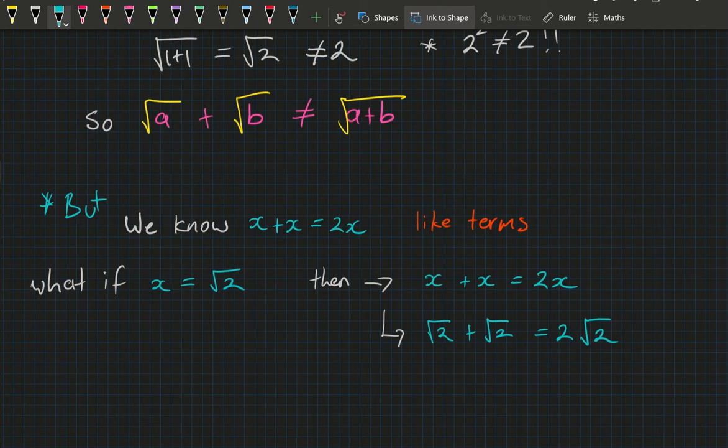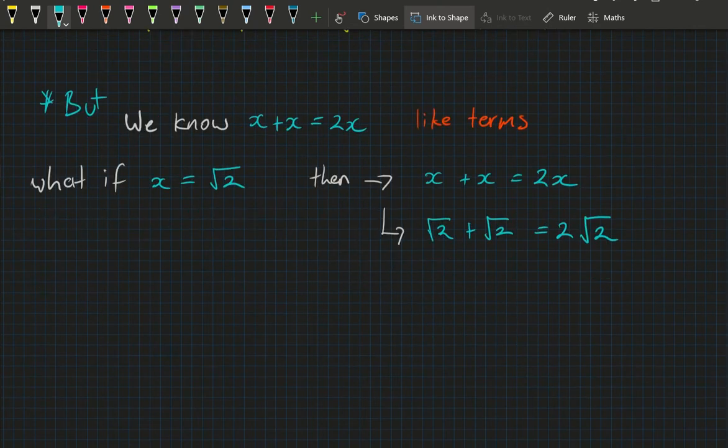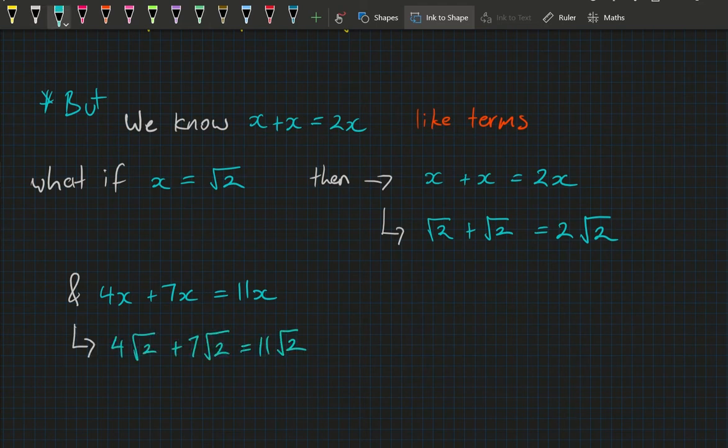And something that's a little more complicated than 1 plus 1 is 4x plus 7x equals 11x. And if we were to substitute in that x equals the square root of 2, that would become 4 times the square root of 2 plus 7 times the square root of 2 equals 11 times the square root of 2. And just like all these are like terms, we call these two lines like surds.